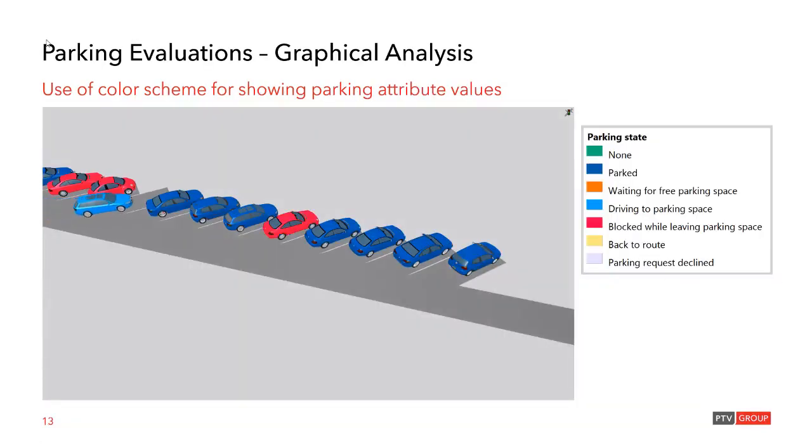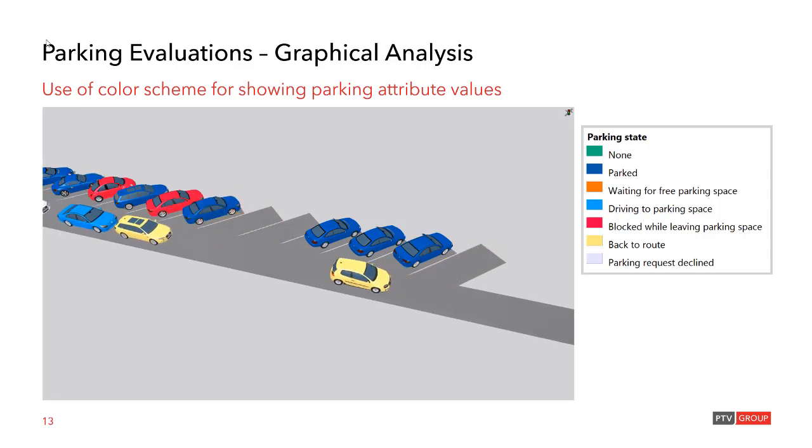You can also visualize parking issues by setting the graphic parameters for vehicles to color by parking state. So in this video, you see the blue vehicles which are parking, the red ones which are blocked from leaving their parking space, the light blue ones which are driving to their parking space, and so on.